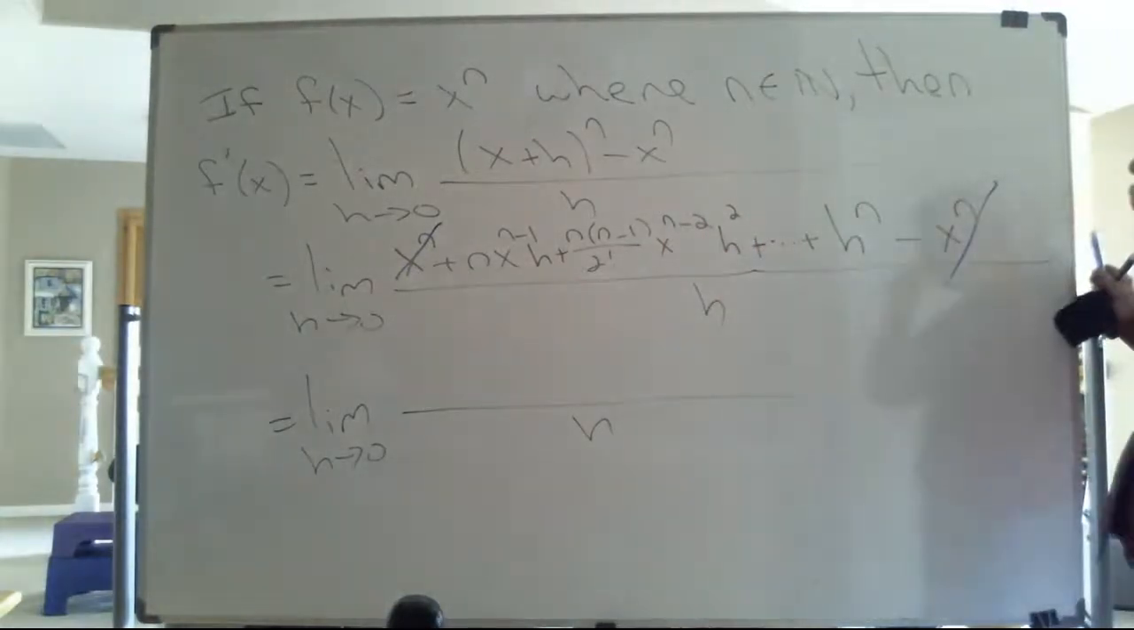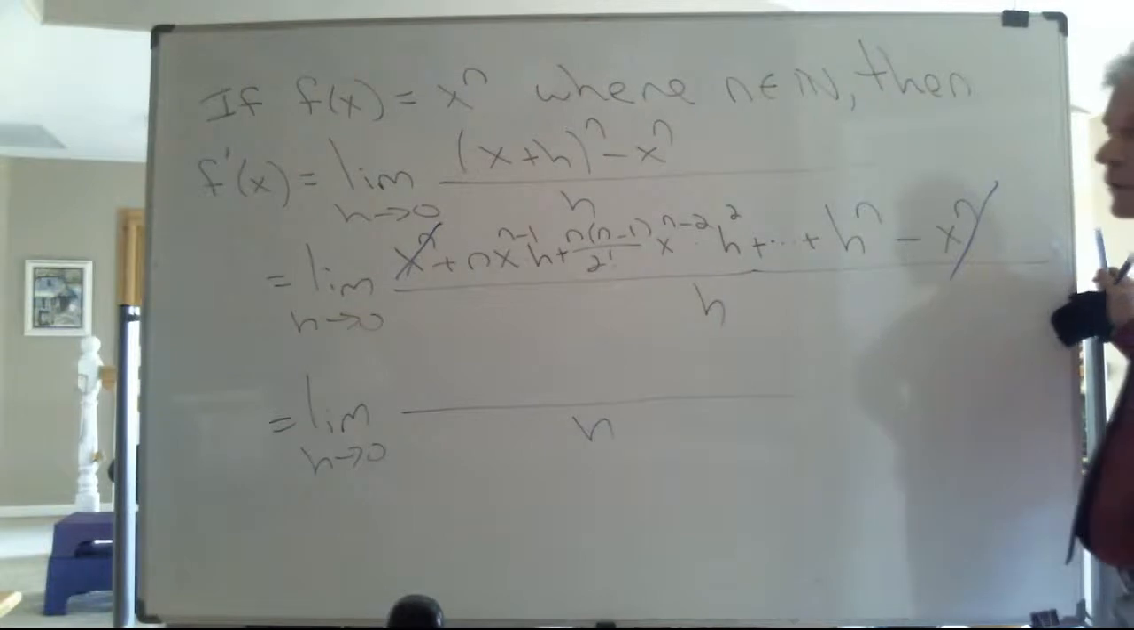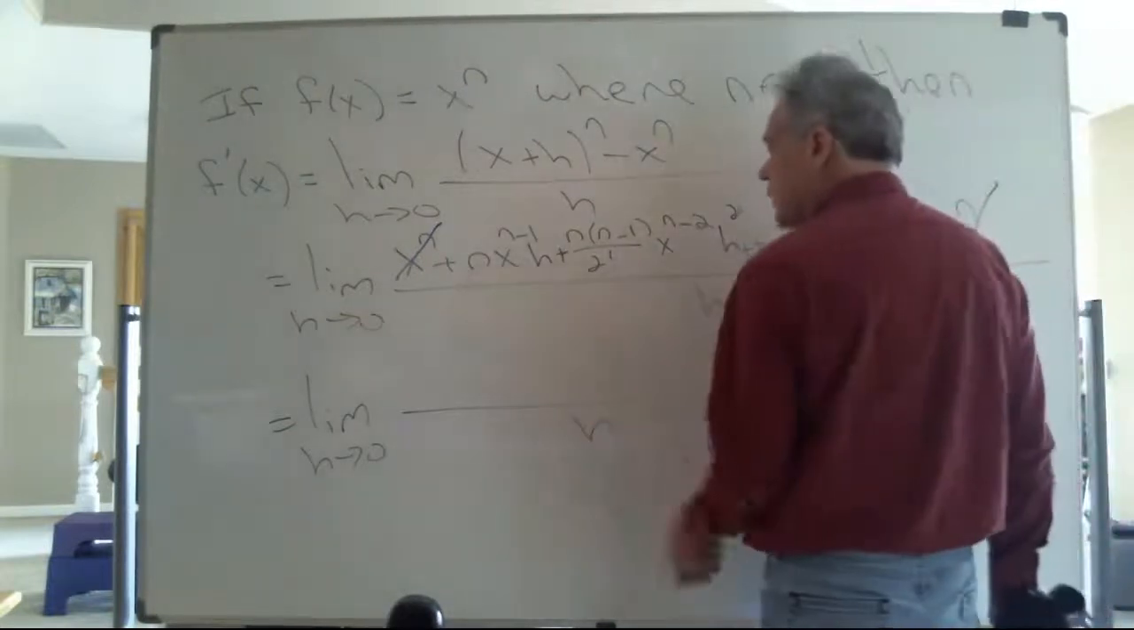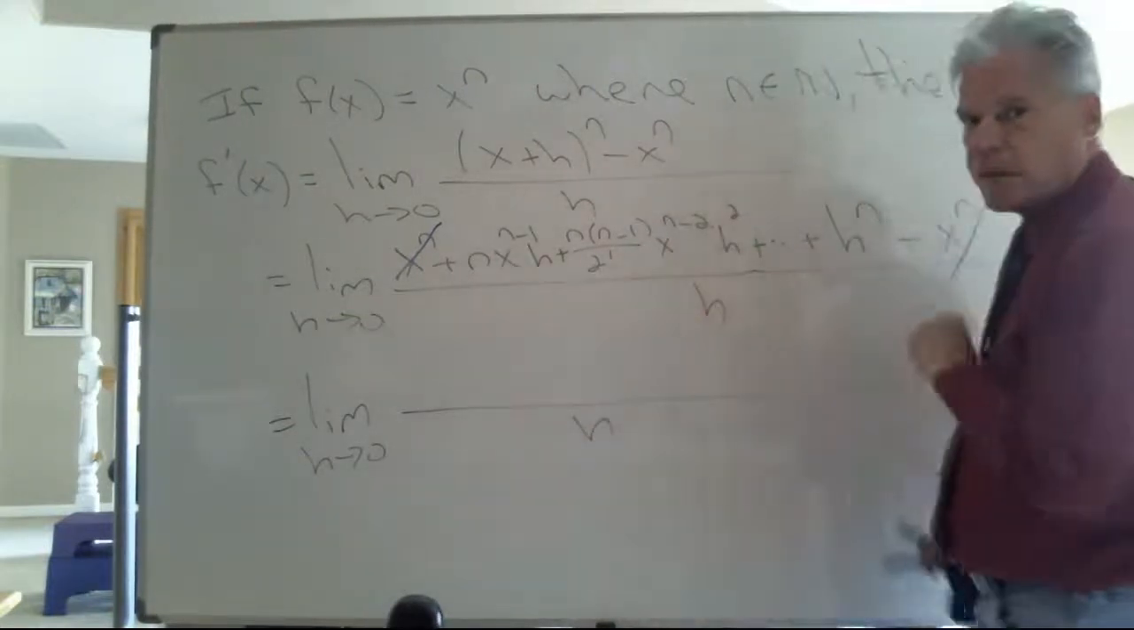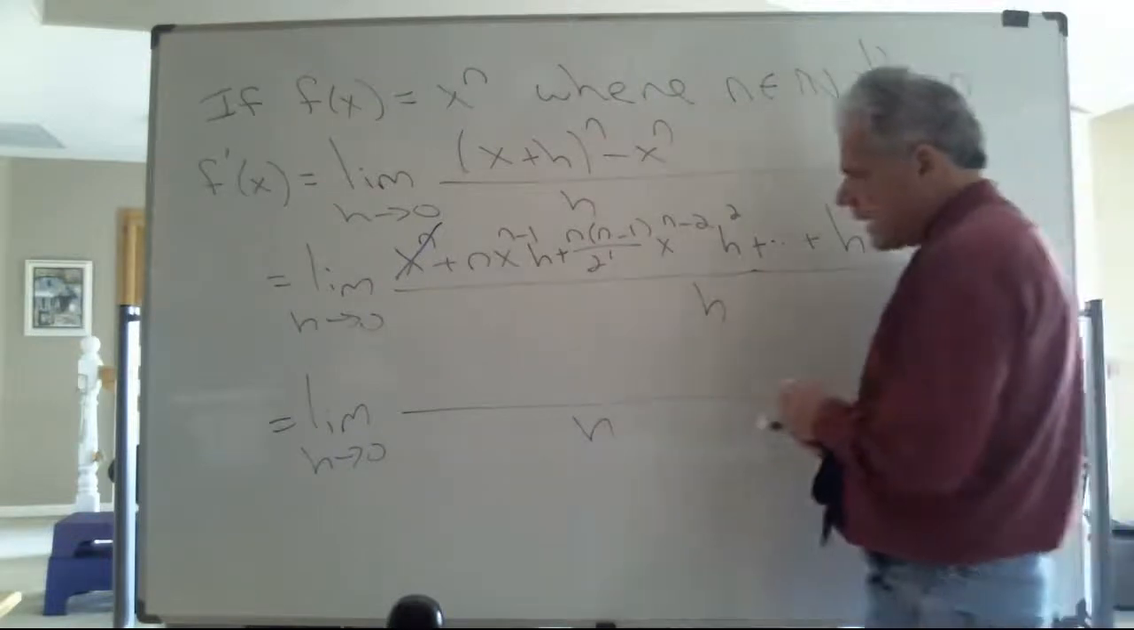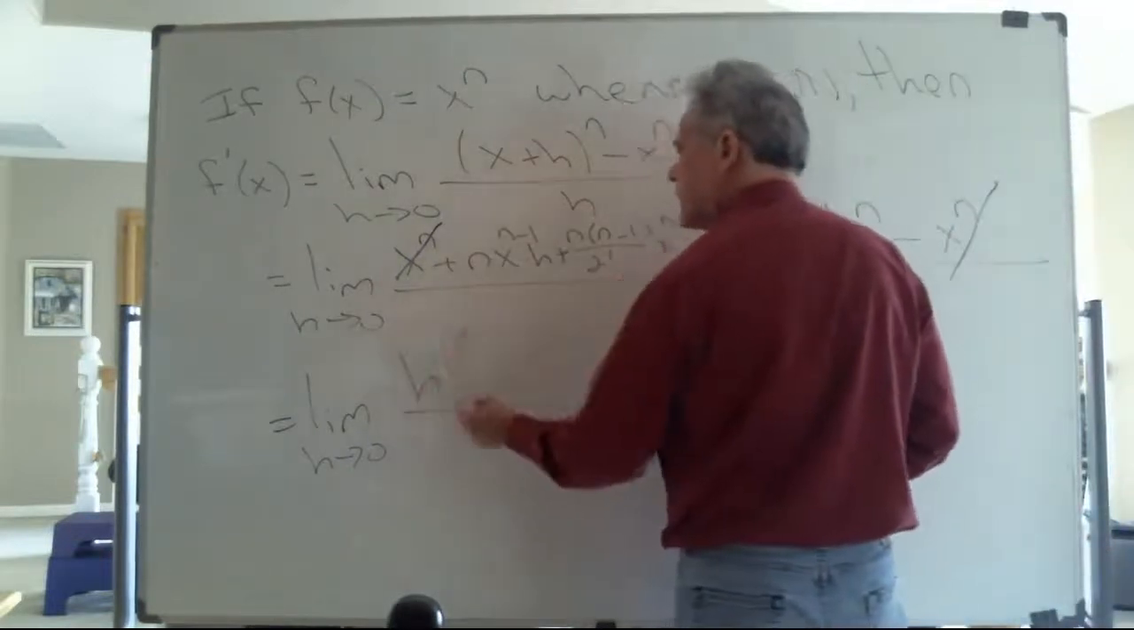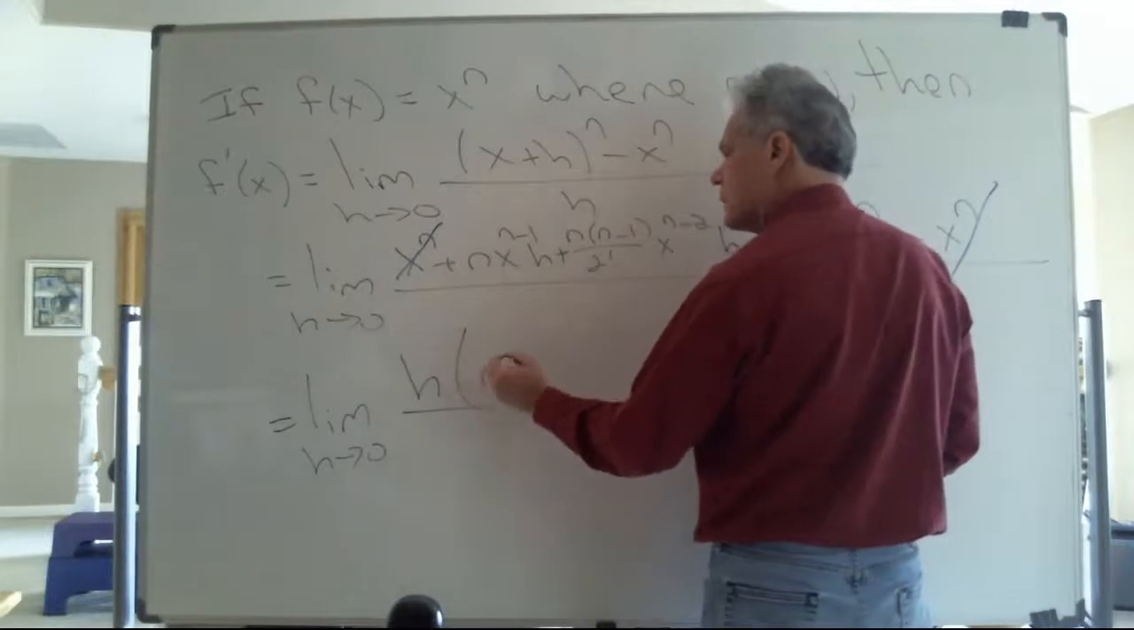Notice how each and every one of these terms has a factor of h. As a matter of fact, there's one factor of h in the first term, 2 in the second, 3 in the third, etc. And if I factor one h out, I think what's left over from the first term is this.